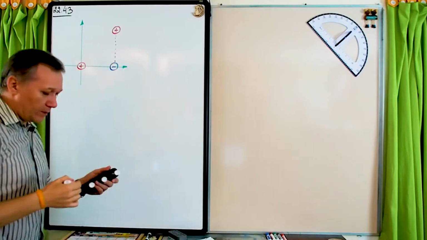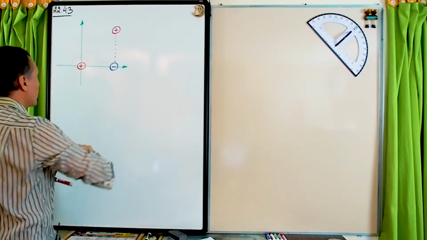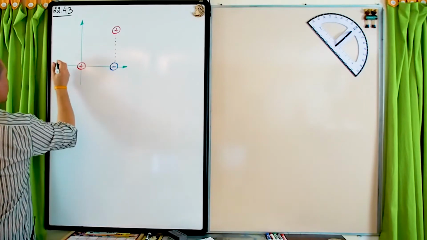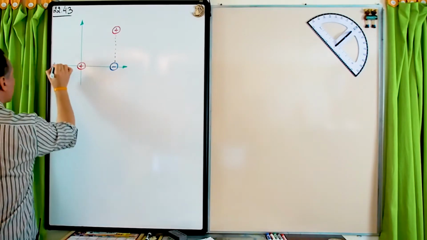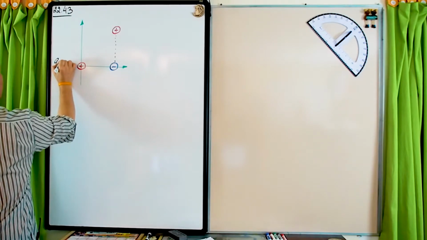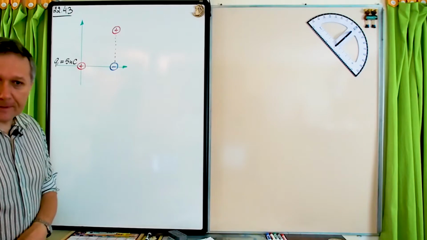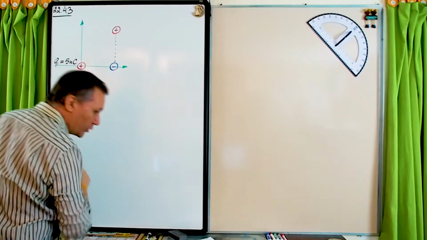Okay, now I need to label them. So this is the first one, Q1, 5 nanocoulombs. Maybe I will write it over here. So Q1 is 5 nanocoulombs. Then this will be Q2.